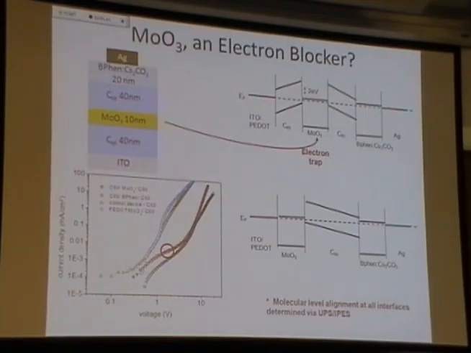What we do think we've got is a system where we energetically don't see electron blocking capabilities, but we do see a significant enhancement in device performance when we use these moly oxide interlayers. So the real question is, is moly oxide acting as a kinetic selectivity, or are we missing something? Are we missing a thermodynamic component that we haven't pulled out from our spectroscopy?